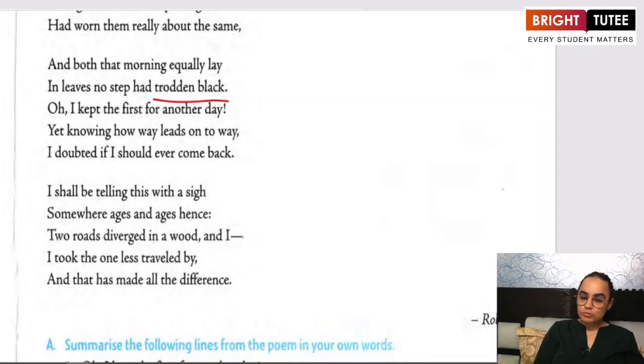How did he get to know that? Because no leaf had trodden black. When you step on a leaf, the color of the leaf changes to black. So the leaves had fallen on the ground because obviously it was an autumn season, but the leaves were not black. So that clearly meant that nobody had stepped on either of the two paths in the morning. Oh, I kept the first for another day. And so he was the first person to have taken one of those two roads. Yet knowing how way leads on to way, I doubted if I should ever.